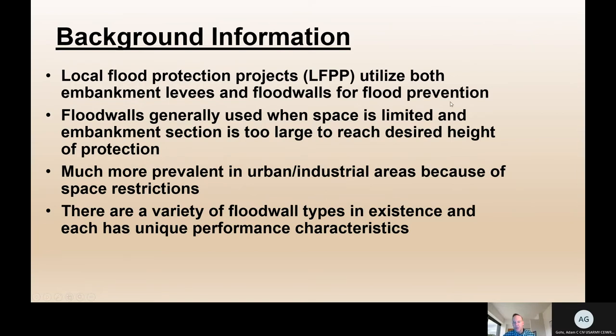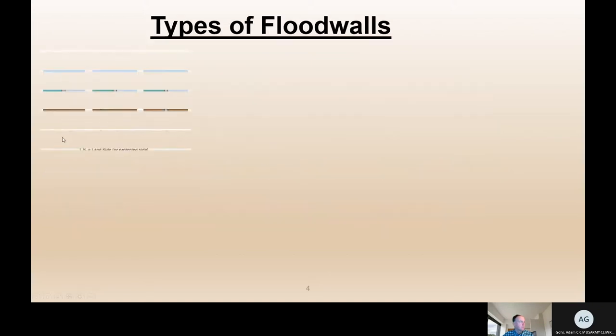So local protection projects do utilize embankment levees and floodwalls, and floodwalls are generally used when space was limited and real estate couldn't be obtained. What that really means is they're in urban areas. So floodwalls tend to be used when there's not enough space to build larger embankment systems. And there's a wide variety of floodwalls available.